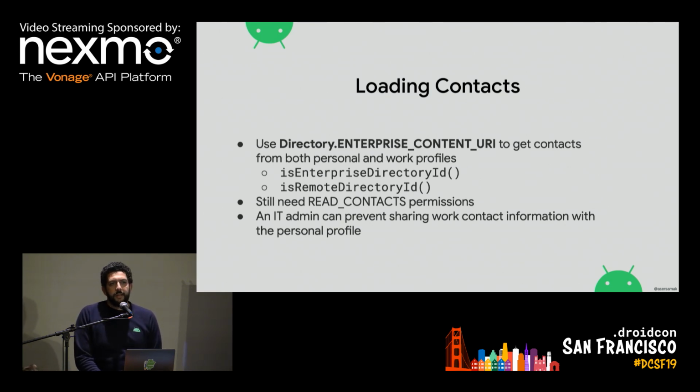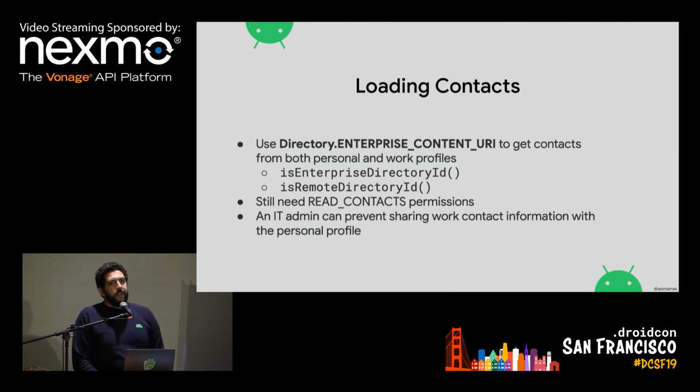There are many ways you can load contacts. You can search for a contact with a name or an email or a phone number, or you could list directories like this URI. When you use the enterprise content URI, though, it would allow you to load both your personal contacts and your work contacts. And to separate which is which, you should use the IS_ENTERPRISE_DIRECTORY ID, which will tell you whether this is a work directory or not.